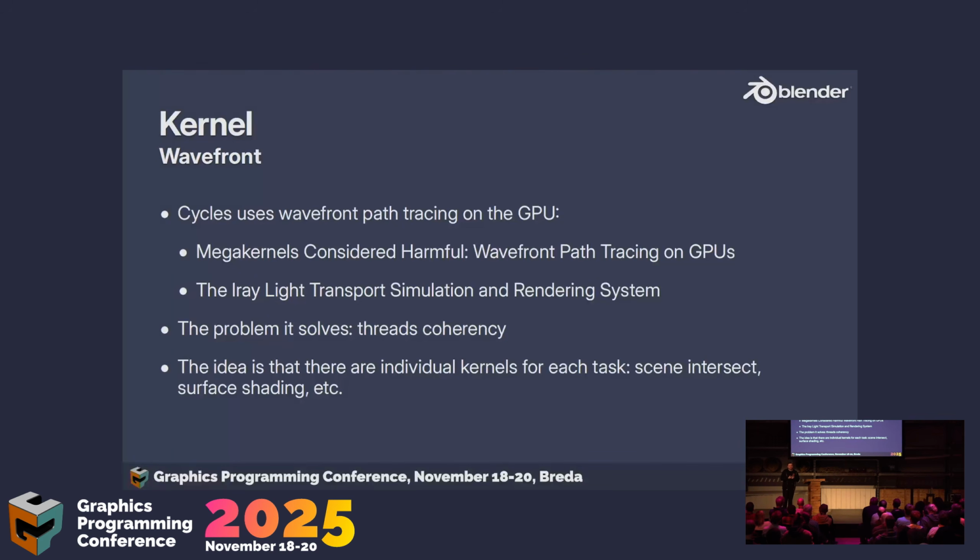way the wavefront approach solves this problem is by introducing microkernels. So you have a kernel for scene intersect, a kernel for surface shading, a kernel for volume shading, and so on and so forth, which intrinsically minimizes the possible discrepancy between threads. Another point where this approach helps tremendously is with compilers, because each kernel is much smaller, so the compiler can make better guesses about register spills and the number of registers it needs to allocate, and further improve the performance, even if the compiler is not yet mature enough.